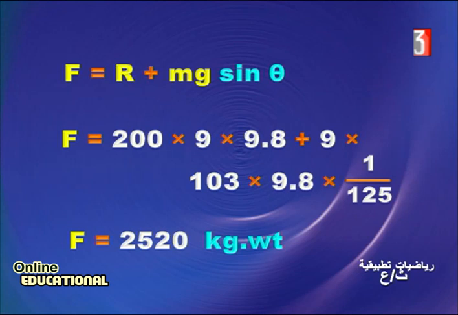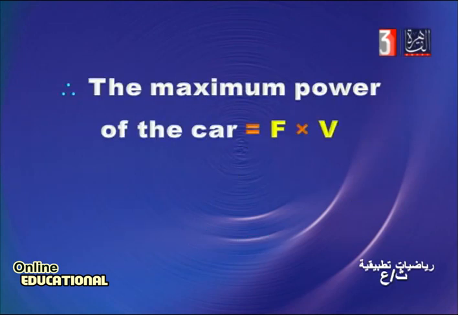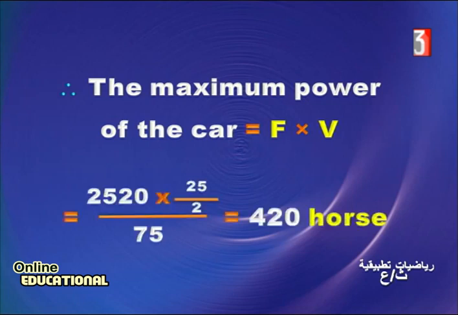Now, what about the maximum velocity of the car? The maximum velocity equals 45 multiply 5 over 18 equals 25 over 2 meter per second. Then the maximum power of the car equals F times V equals 2520 times 25 over 2 over 75 equals 420 horse. Then the maximum power of the engine of the car equals 420 horse.